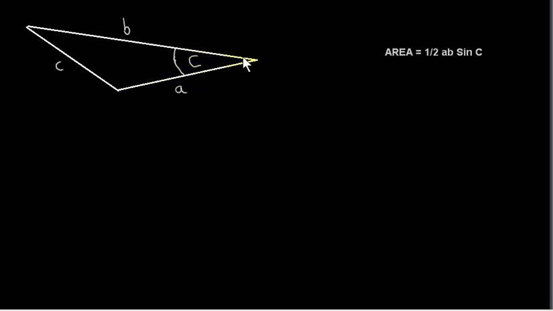In words, it's half the product of two sides of a triangle times the sine of the angle in between the two sides. So we need any two sides of a triangle. We can call them a and b. And we need capital C, the angle in between the two sides.